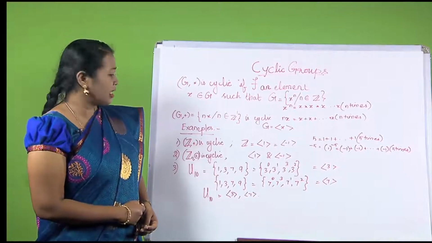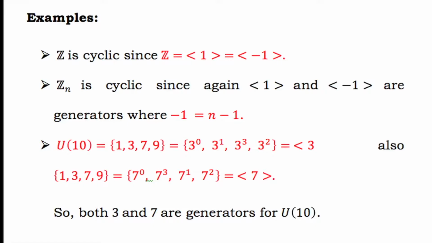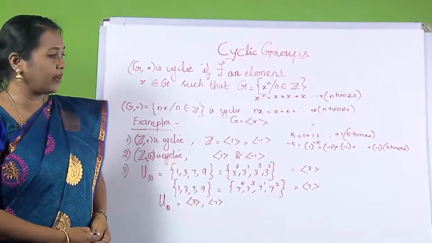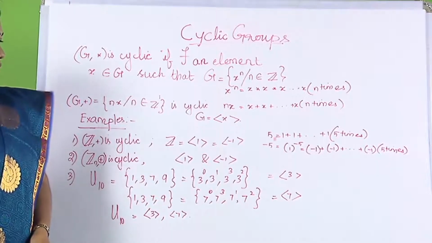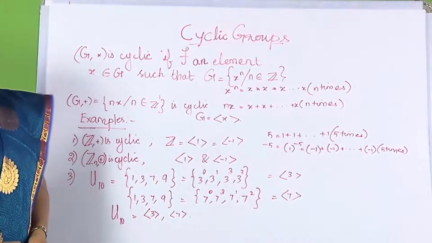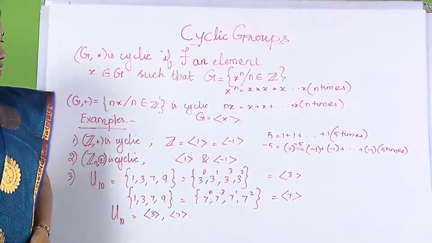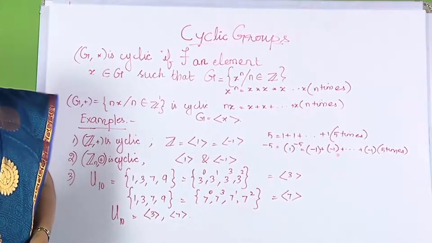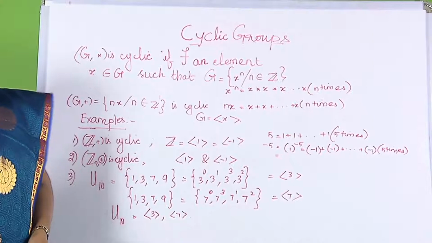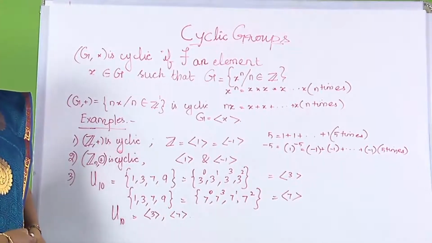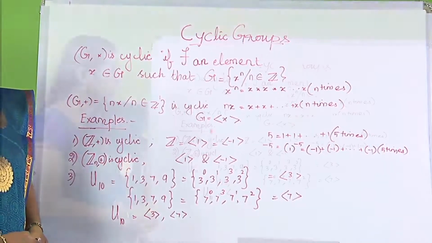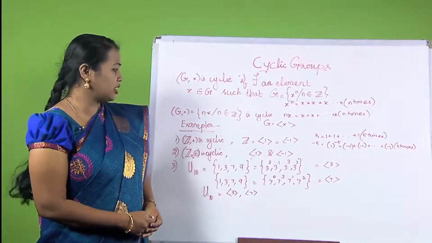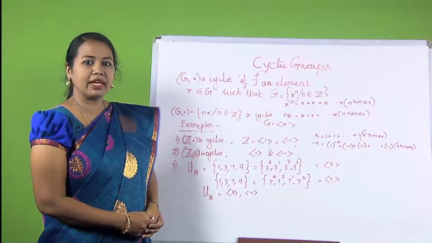The set of integers (Z, +) is cyclic because Z can be generated by 1 as well as minus 1. For example, the element 5 can be written as 1 + and so on, 5 times. If you add them 5 times, you get 5. Similarly, minus 5 also belongs to the set of integers, the negative integer group. So, this can be written as minus 1 + and so on up to minus 1, 5 times. So, we can say that (Z, +) is cyclic, and these are the two generators. Now, (Zn, addition modulo n) is cyclic. Here also 1 and minus 1 are generators, where minus 1 is equal to n minus 1.